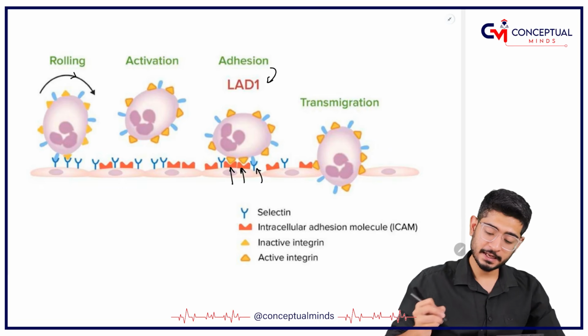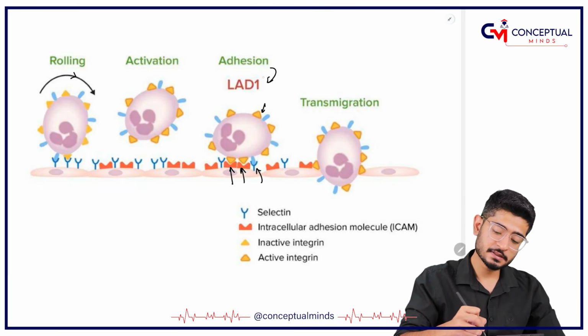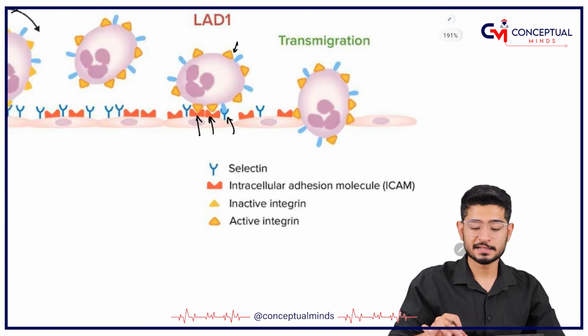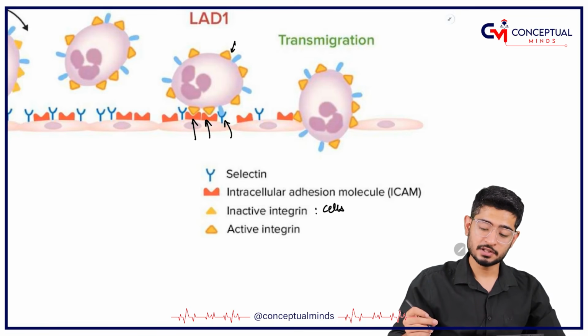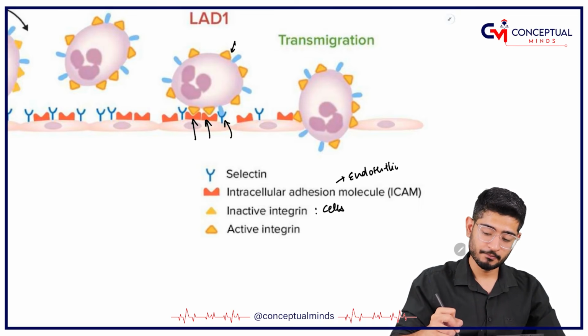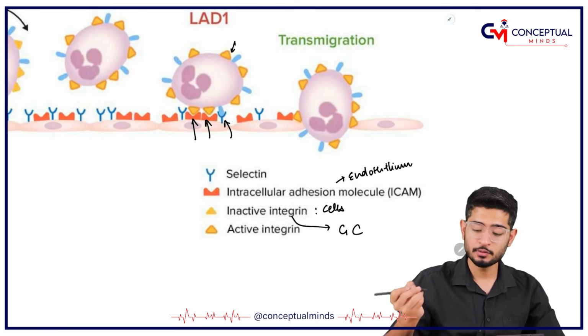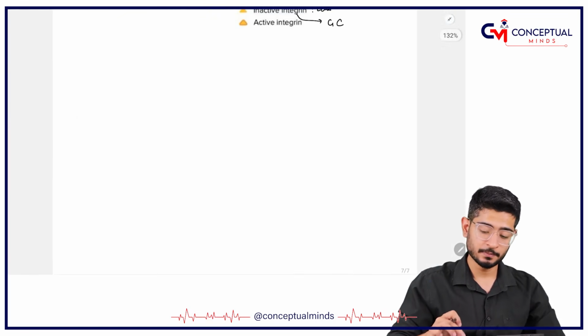This blue one is the selectin, which we have talked about. These are the integrins which are present. This question is also asked: integrins are present on the surface of the cells, whereas intracellular adhesion molecules, ICAM, are present on the endothelium. Integrin has got this G, so G and C look very similar. So integrin is present on the cells. This you have to remember.